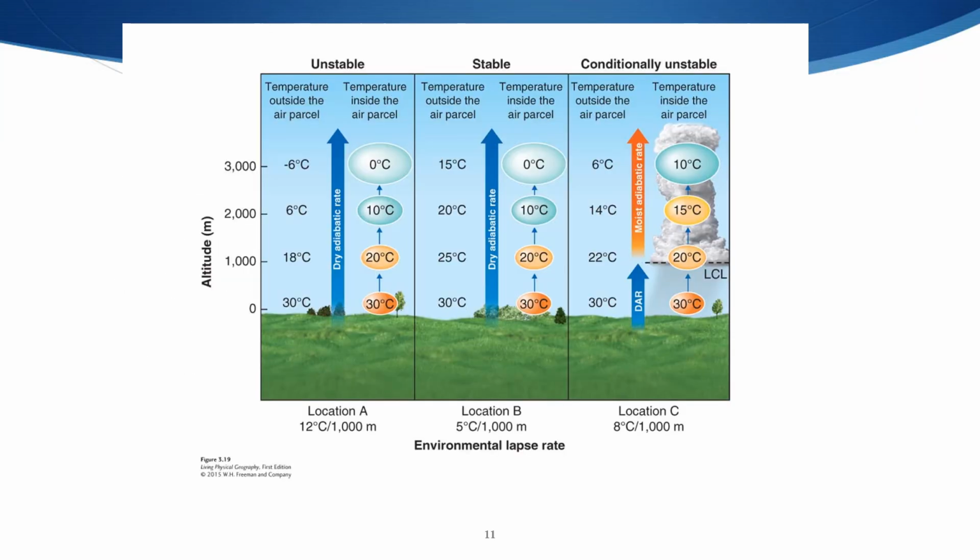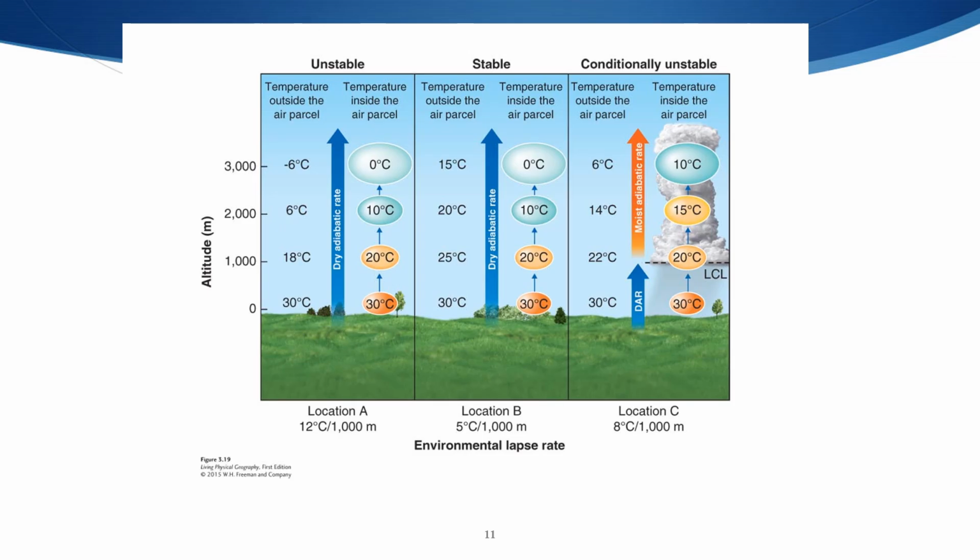Instead, we are going to look at this graphic from your textbook. This is showing you the 3 different stability scenarios, and we're going to go through each one and figure out exactly what is going on. Let's take a closer look first to really orient ourselves. So we have altitude on the y-axis. We are going up. Land surface is at the bottom.